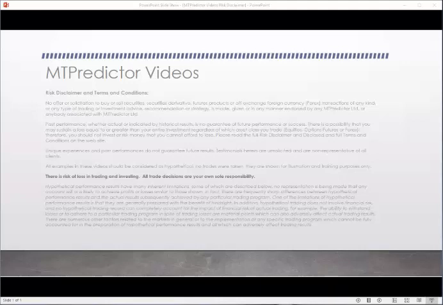But first, let's start with our risk disclaimer and remind you that all examples in these videos should be considered as hypothetical. No trades were taken, they're shown for illustration and trading purposes only. Remind you there's a risk of loss in trading and investing. We'll be looking at some losses and remind you that all professional traders know, understand, and more importantly accept that losses can and will and do happen. The trick is keeping those losses small. All trade decisions are your own sole responsibility.